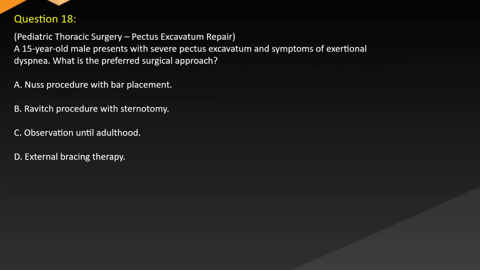Question 18. Pediatric thoracic surgery. Pectus excavatum repair. A 15-year-old male presents with severe pectus excavatum and symptoms of exertional dyspnea. What is the preferred surgical approach? A. Nuss procedure with bar placement. B. Ravitch procedure with sternotomy. C. Observation until adulthood. D. External bracing therapy.